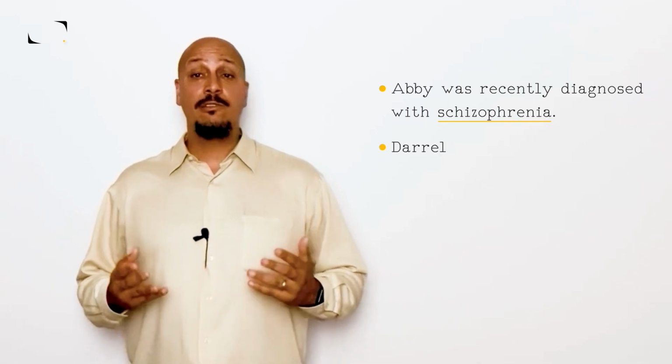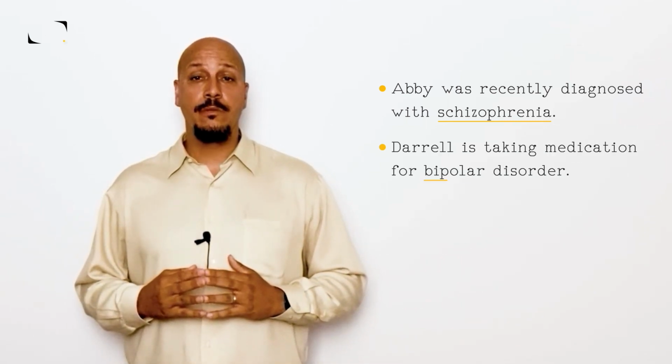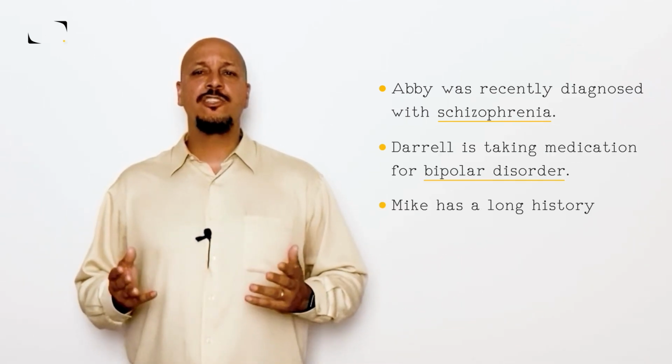When discussing mental illness, we don't use terms like crazy, insane, or psycho. We might say, Abby was recently diagnosed with schizophrenia, Daryl is taking medication for bipolar disorder, or Mike has a long history of depression. Now, it's important not to use phrases like mentally disturbed, which reinforce negative stigmas, stereotypes, and discrimination.